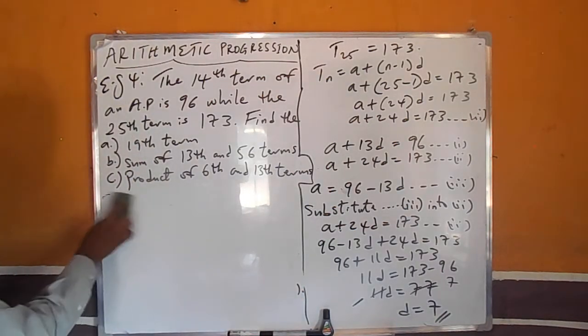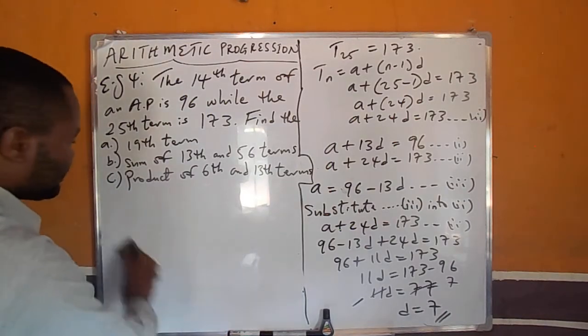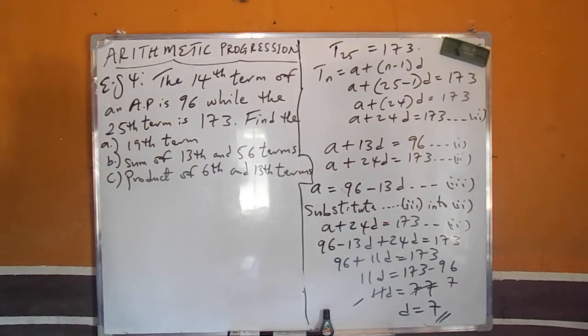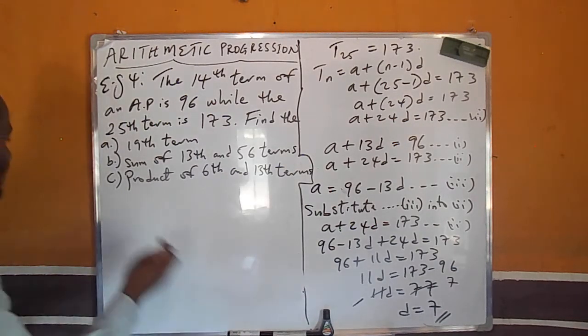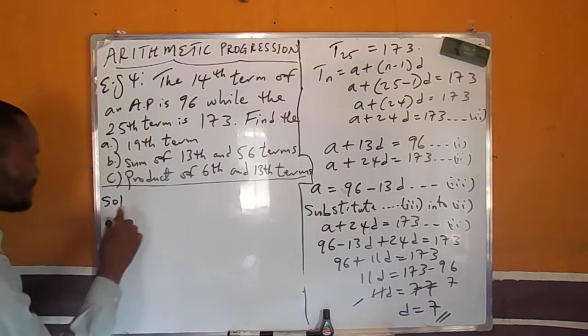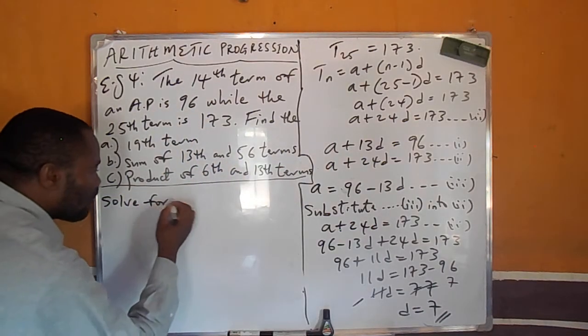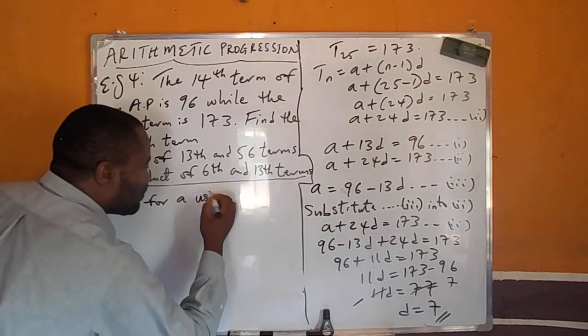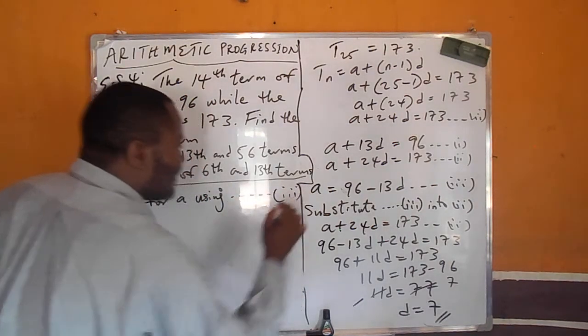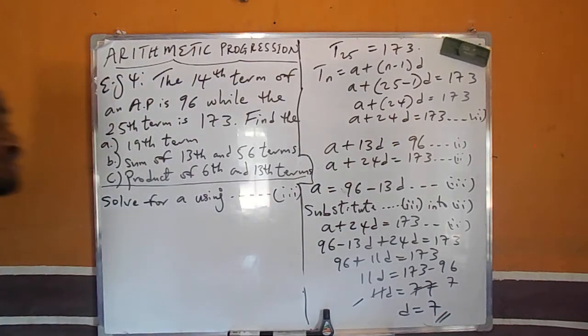I don't want to clean the question because we'll still be using the question. So we now move ahead to look for our A. Now you now say solve. This is the question here, separate. Solve for A using equation 3. Now I want to solve for A using equation 3.